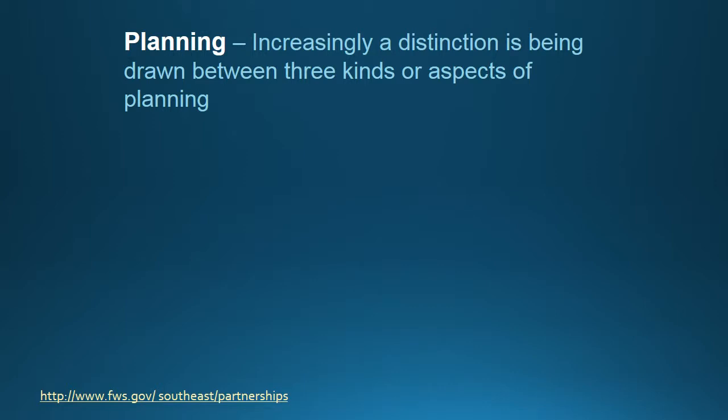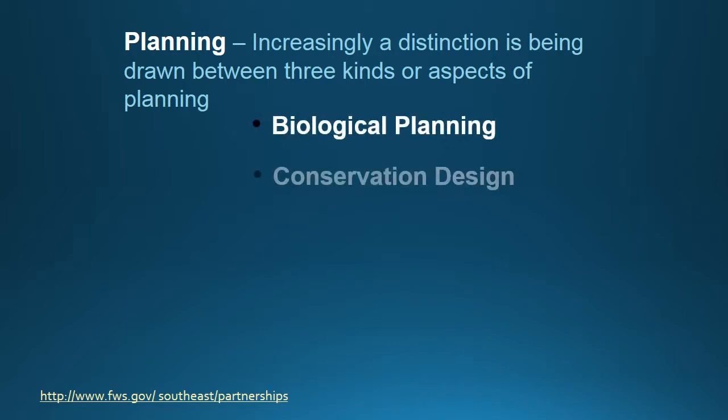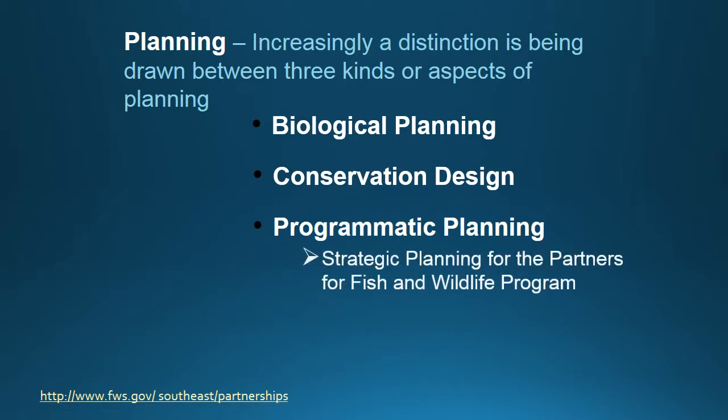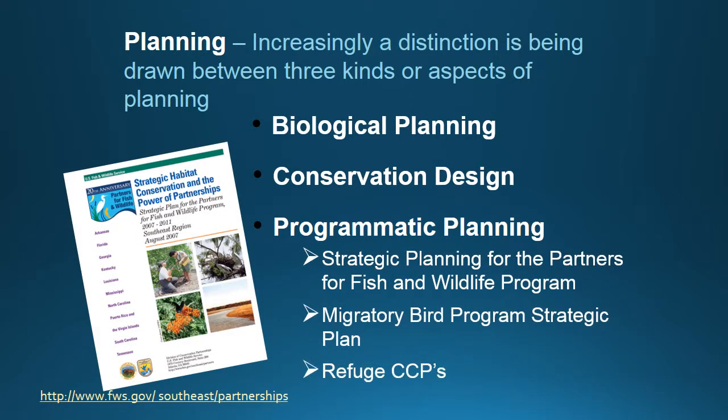In the planning phase, there are basically 3 different kinds of planning: biological planning, conservation design, and programmatic planning. As the name implies, the U.S. Fish and Wildlife Service uses strategic habitat conservation as part of their program. It's used in the strategic planning for the Partners for Fish and Wildlife program. It's also used to make decisions for the Migratory Birds program, and it's also used for cooperative conservation programs at national wildlife refuges.